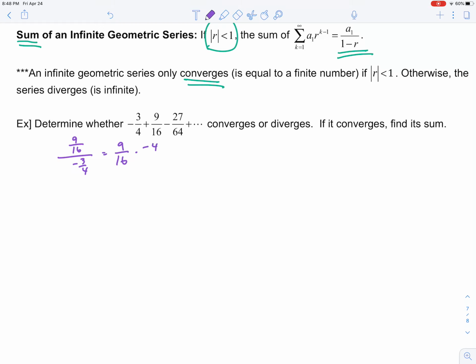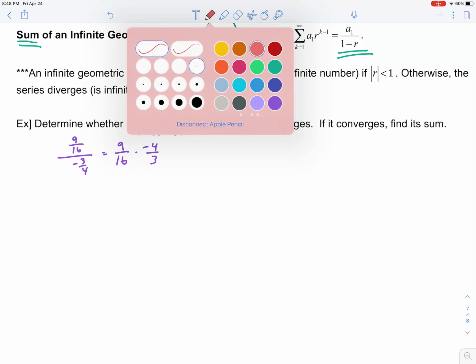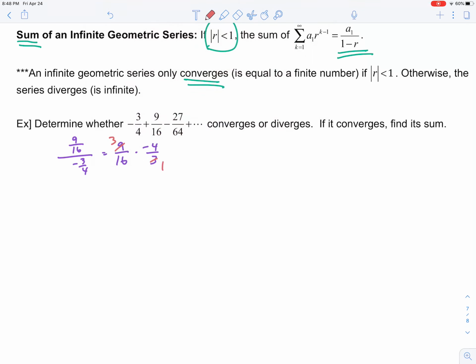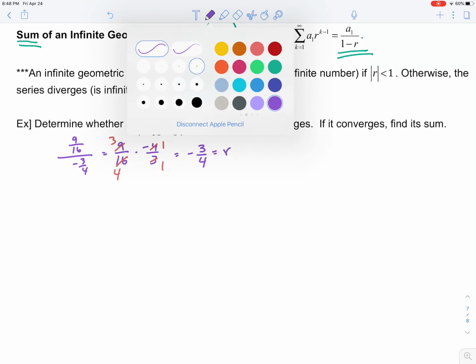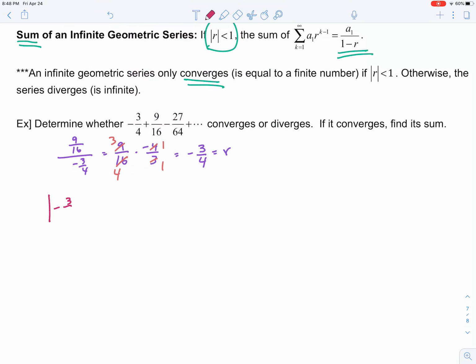So 9/16 times -4/3. I'm seeing some reducing. 9 over 3 is 3, taking out factors of 4. So when I divided the terms, I got -3/4. I would get that no matter what terms I divided, as long as they're consecutive. So the common ratio is -3/4. The absolute value of -3/4 is 3/4, which is less than 1. So what that tells me is the geometric series converges.